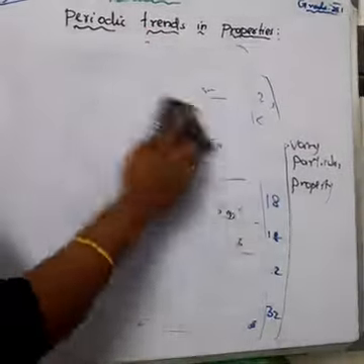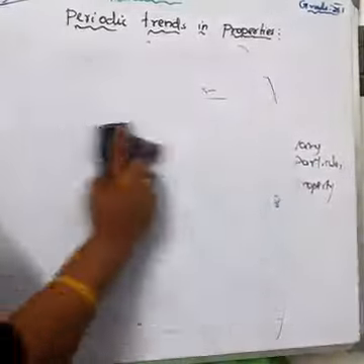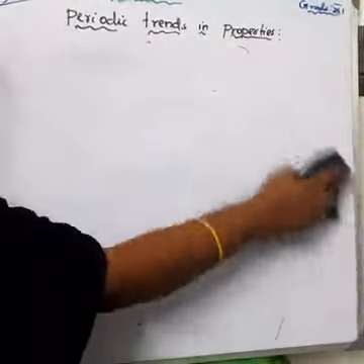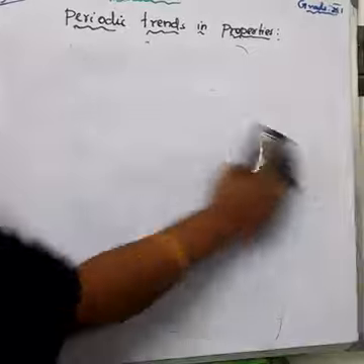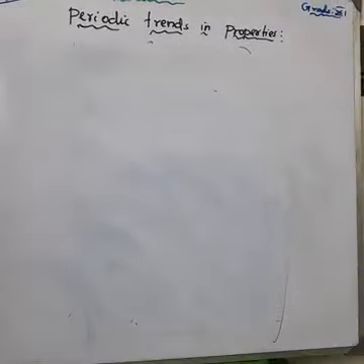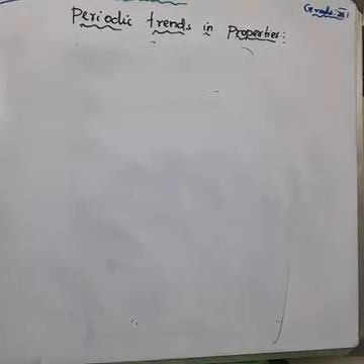Second, ionic radius. Third, ionization enthalpy or ionization energy. And fourth, electron affinity, otherwise called electron gain enthalpy. And finally, electronegativity. These properties show gradual variation when the atomic number increases. Very gradually. Understood?